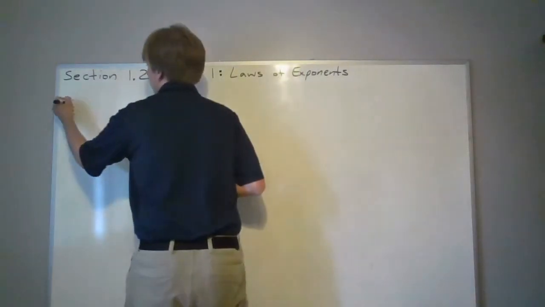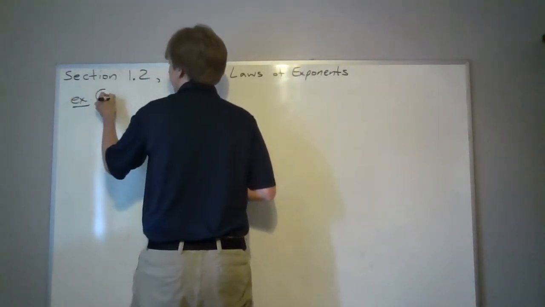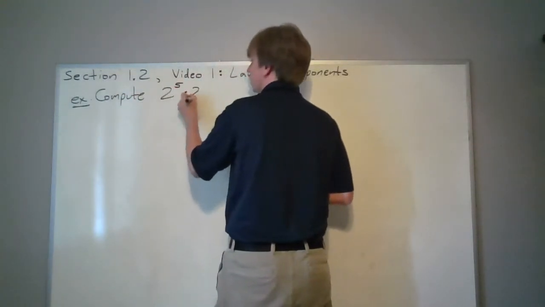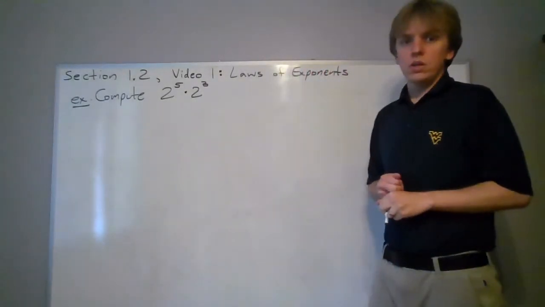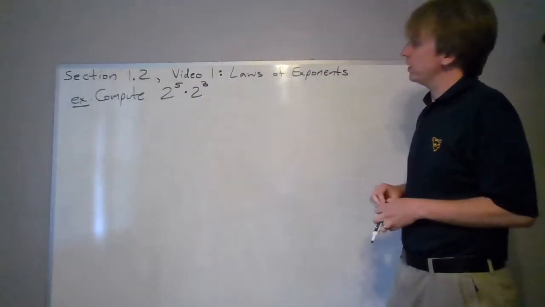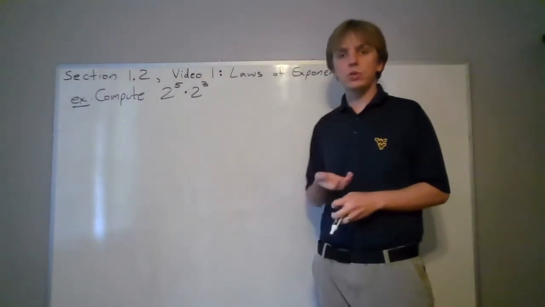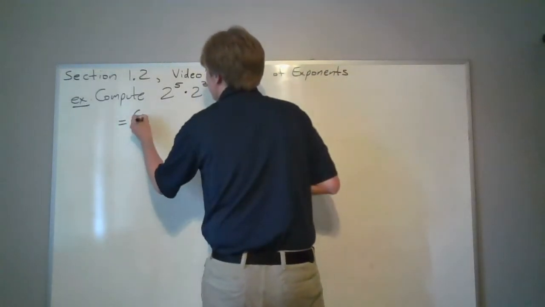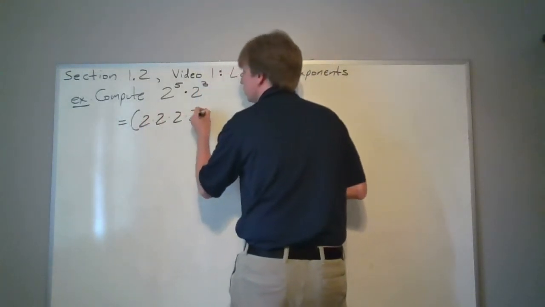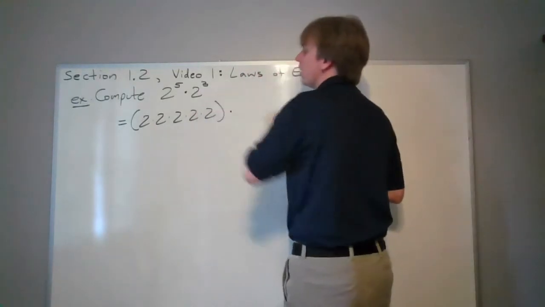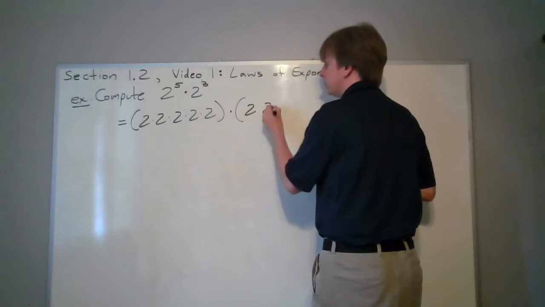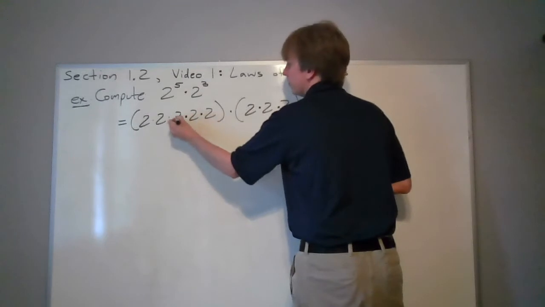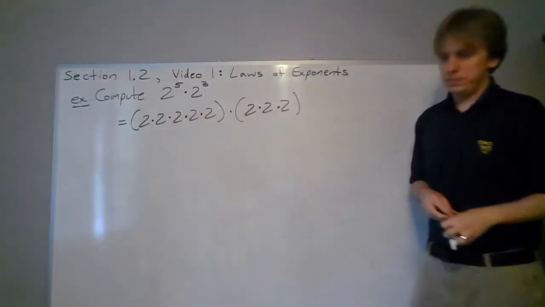So what if we had something like 2 to the 5th times 2 to the 3rd? What happens if we multiply those two together? Let's try it out. So 2 to the 5th means 2 multiplied by itself 5 times. So 2 to the 5th I could rewrite as 2 times 2 times 2 times 2 times 2. 2 cubed I could rewrite as 2 times itself 3 times. Which would give me this.